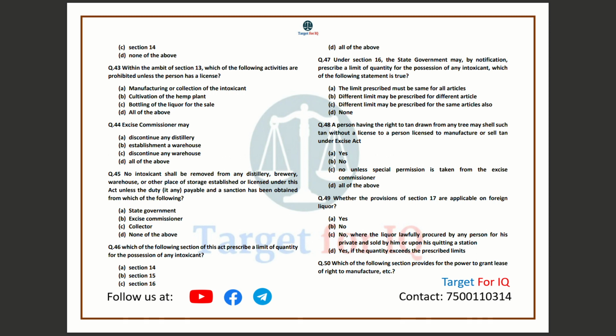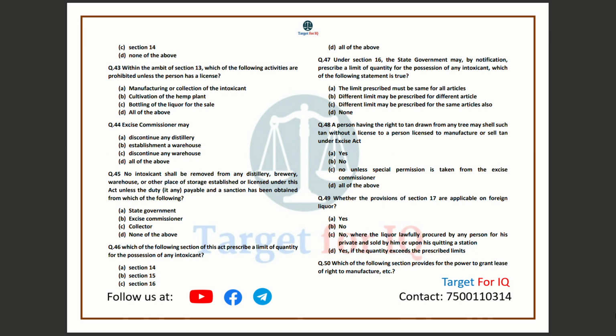Question number 49. Whether the provisions of section 17 are applicable on foreign liquor? Option A, yes, it's applicable. B, no, it's not applicable. C, no, where liquor lawfully procured by any person for his private purpose and sold by him upon his quitting a station. And option D, yes, if the quantity exceeds the prescribed limit. So the correct answer to question number 49 is option C, that is no, where the liquor is lawfully procured by any person for his private purpose and sold by him upon his quitting a station.